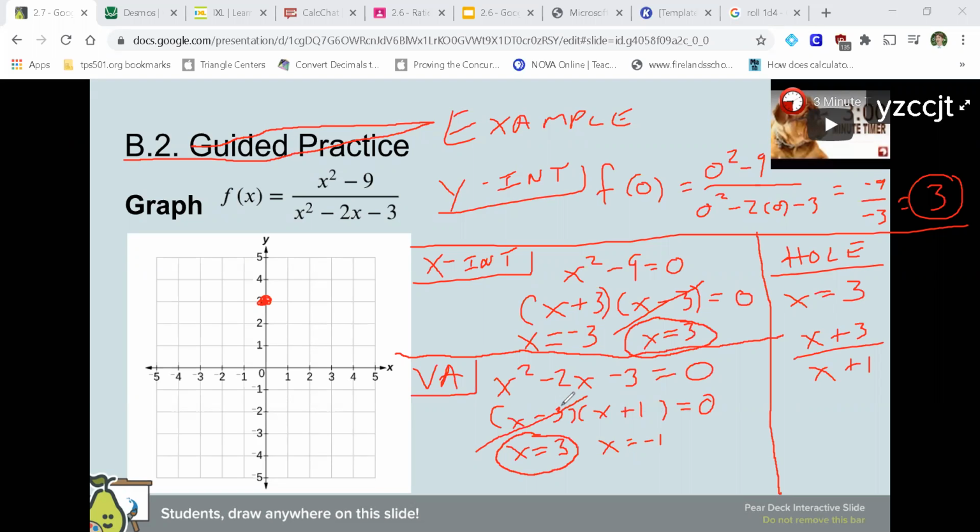And then I'm going to plug 3 in for this to find where it happens. So 3 plus 3 over 3 plus 1 is 6 over 4, which is 3 over 2. So the hole is at 3, 1.5. That's where the hole is at.